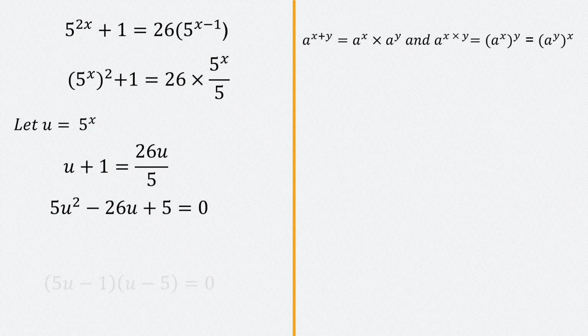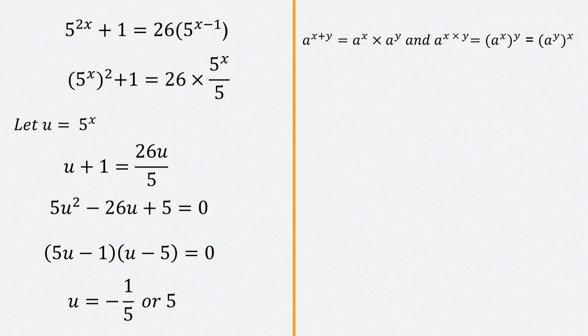Now you can factorize this quadratic, get 5u minus 1 in one bracket and u minus 5 in another bracket, and the solutions are u equals 1 over 5 or 5. So now we can replace u with 5 to the power x.